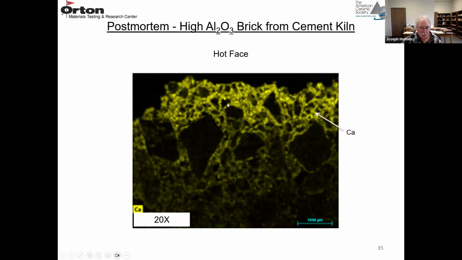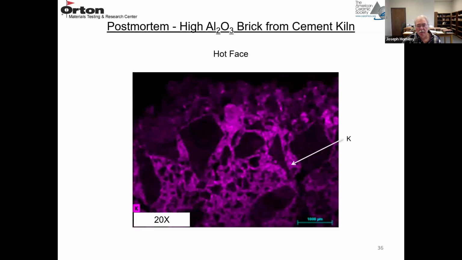It's mostly concentrated at the hot face as there's a temperature profile, so the diffusion slows down as you go into the refractory. Potassium is a lot more mobile than the calcium in purple here. So the potassium oxide has really diffused into this refractory in the matrix.